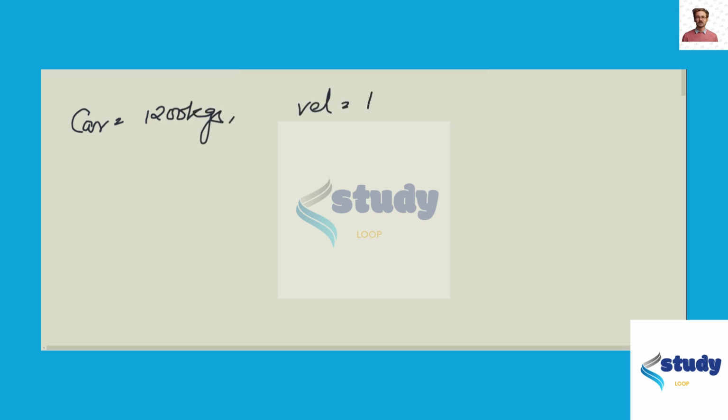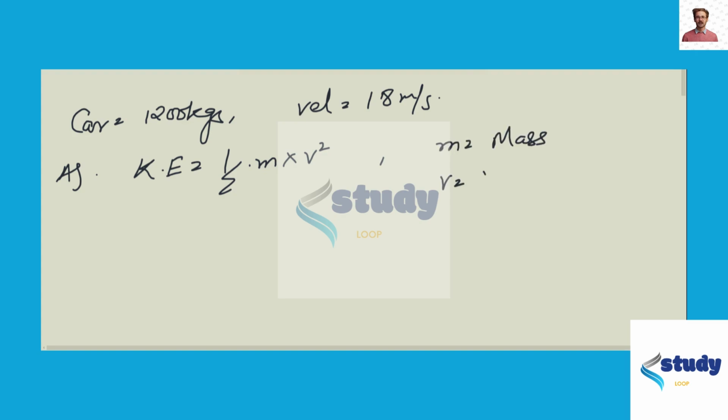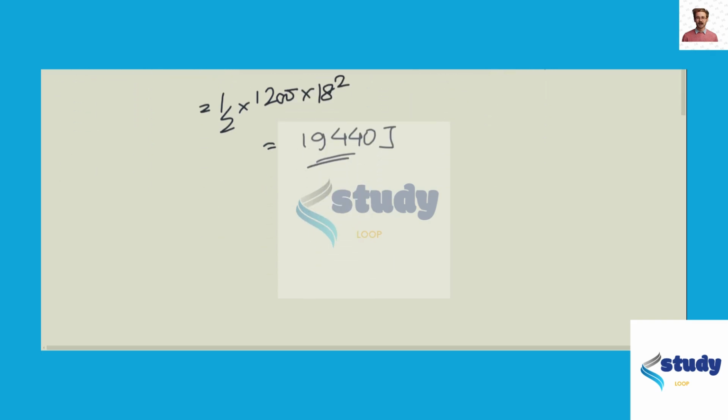So here we have our car, and it has a mass of 1200 kgs, and the velocity here is 18 meters per second. So part A is finding kinetic energy, which will be given by half m into v square, where m is mass and v is velocity. So this will be half into 1200 into 18 square, which will be equal to 19440 joules. This is our kinetic energy, and this is part A complete.